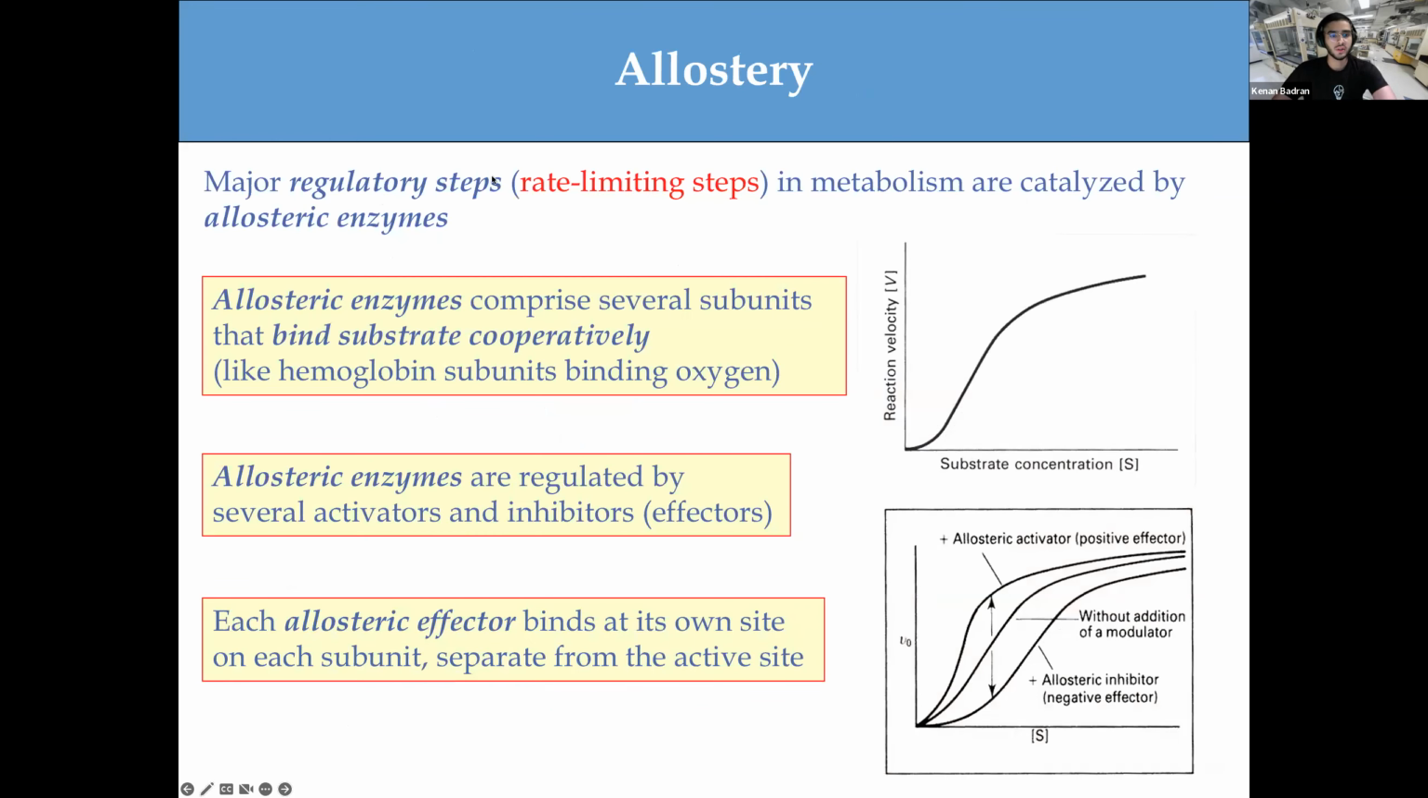So the major regulatory step is the rate limiting step. The metabolic pathways are catalyzed by what? Allosteric enzymes, which makes sense because only when the certain substrate is enough for the determined rate limiting step can the reaction proceed to give the desired product.